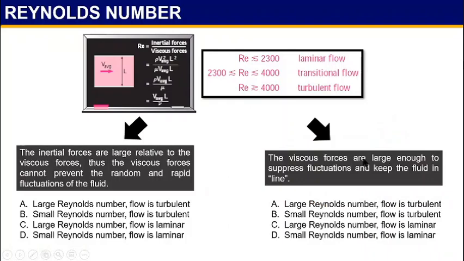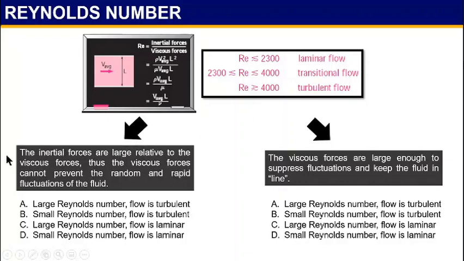I already explained the difference between laminar, transitional, and turbulent flow, and this depends on the Reynolds number. For laminar flow, the Reynolds number must be equal to or below 2300. For transitional flow, it is between 2300 and 4000, and for turbulent flow, it must be equal to or larger than 4000. Now, a little bit of quiz.